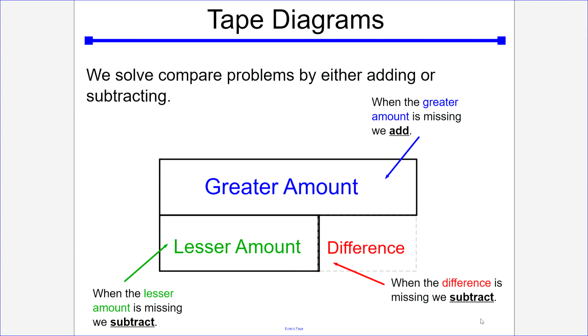Thankfully, you already know that when the greater amount is the missing information, we add. When the lesser amount is the missing information, we subtract. And when the difference is the missing information, we subtract. So when you're solving a compare problem, if the greater amount's missing, you add, and if the lesser amount or difference is missing, you subtract.